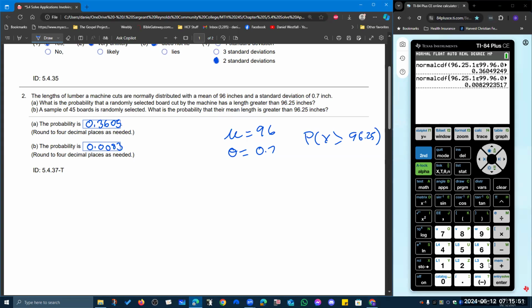See how those probabilities changed and it became more unusual. It was not an unusual event here to get one board that was this long, but to get a mean value of 45 boards that was that big, because some would be bigger and some would be smaller, that would be highly unusual here, and we would not expect that to happen.